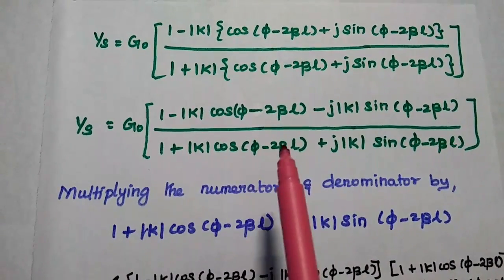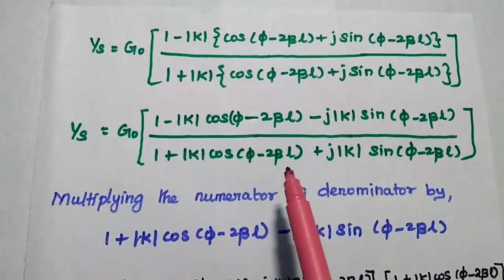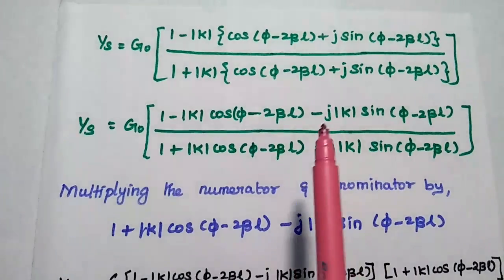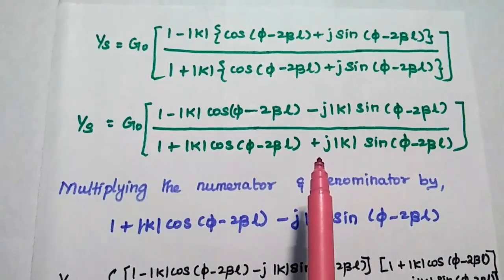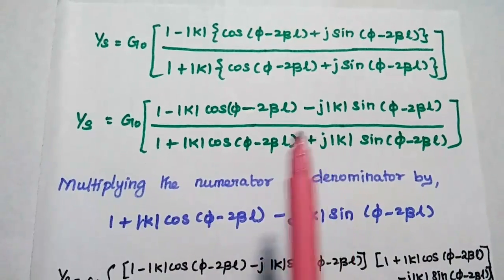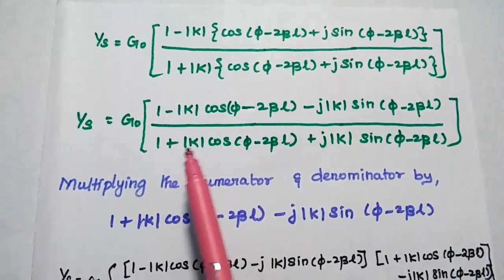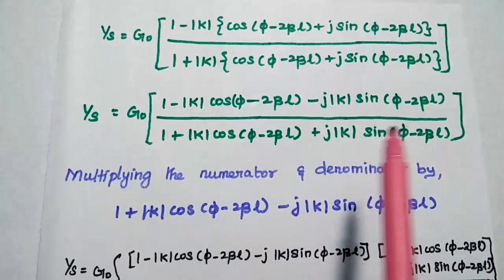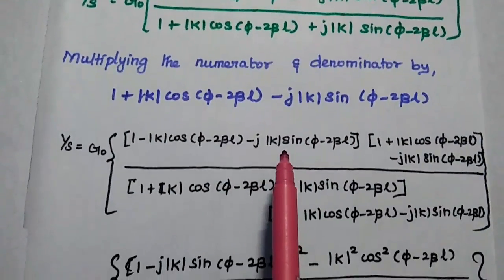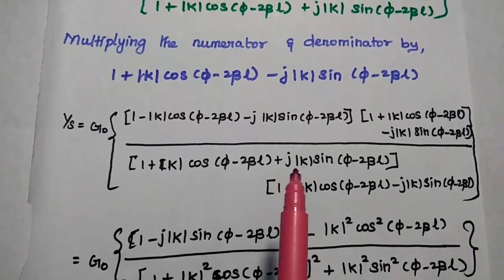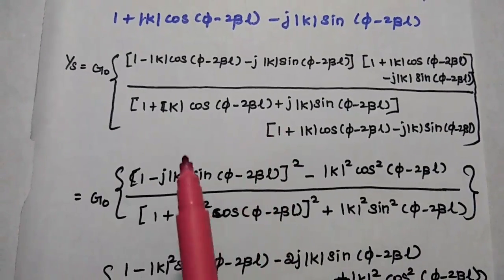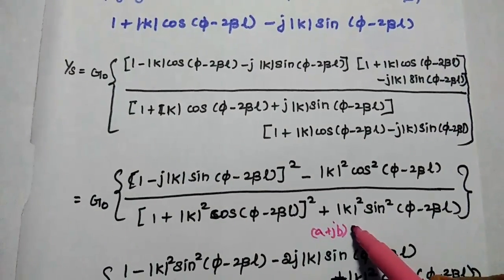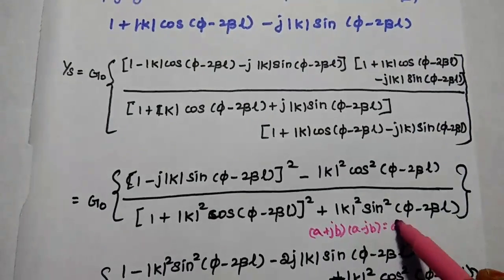So in this expression, we have the complex term in the denominator. In general, we do not want this complex term in the denominator. For that, we are going to multiply the numerator and denominator by the complex conjugate of this denominator value. Complex conjugate means we multiply the numerator and denominator with the value 1 plus k cos(φ minus 2βL) minus jk sin(φ minus 2βL). Do you all understand this concept? Whenever we multiply the numerator and denominator with the complex conjugate of the denominator, in the denominator we get a squared plus b squared, correct? So a plus jb into a minus jb is equal to what? a squared plus b squared.